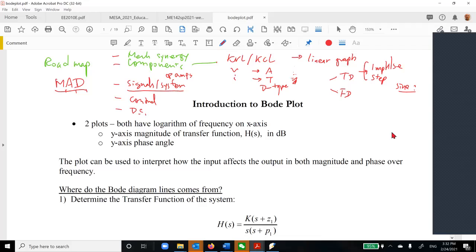Listen carefully, okay? A lot of people make this mistake. So I give you an example I usually give to students. I have sine t in here to drive my system, which is 1 over s plus 1. This is very simple, right? So what is my y(t)?